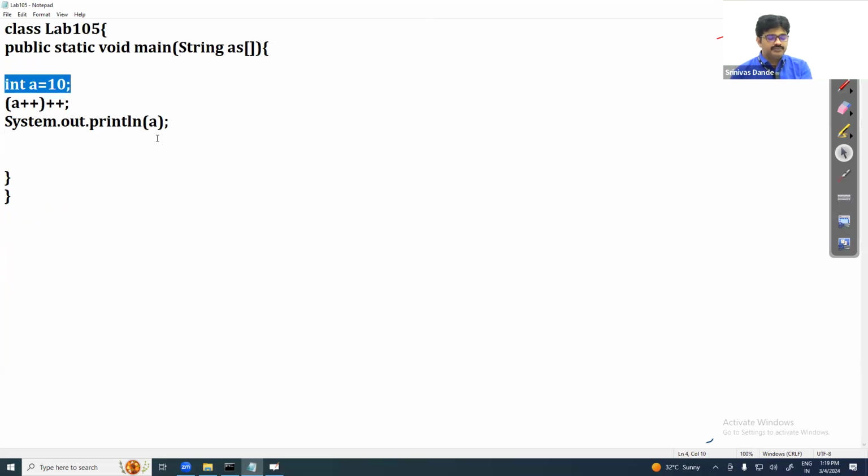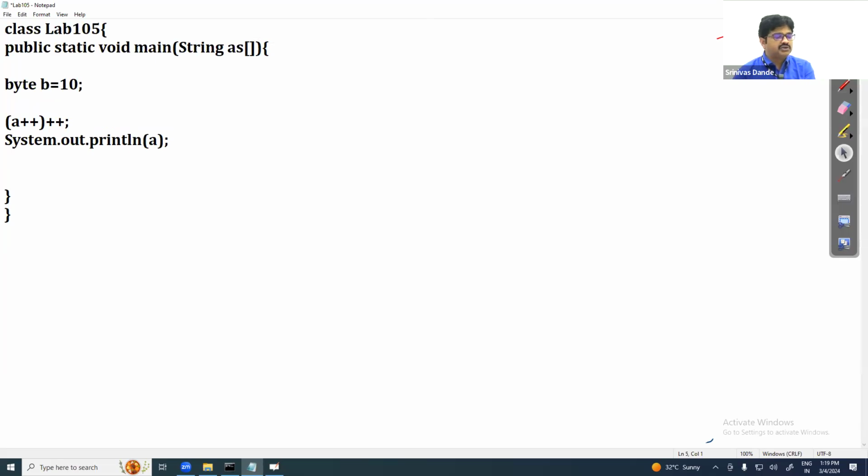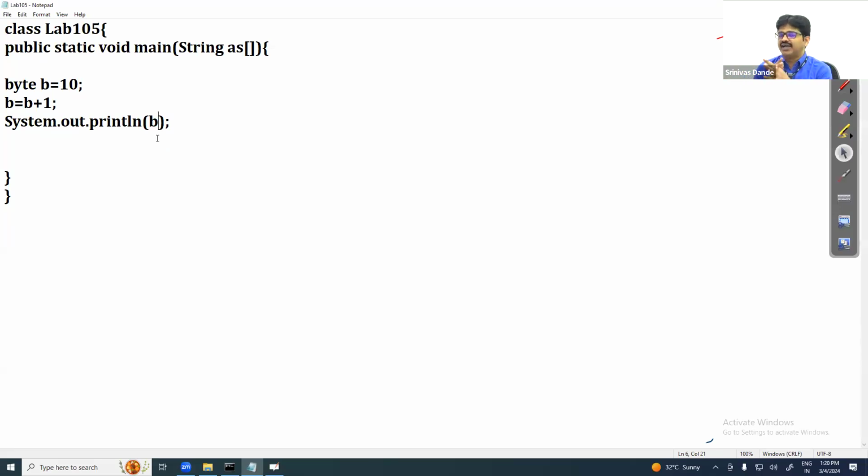See this. Byte B equals 10, guys. We can't add a value, actually. Byte B equals 10. B equals B plus 1. Super simple example, very simple math also. B value is 10. I am asking to increase 10 by 1. It becomes 11. I am asking to print B. B value 11. I think this program will compile and run successfully and give the value 11. What do you say?